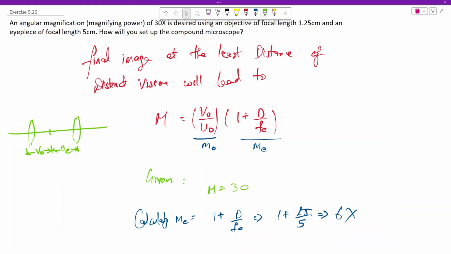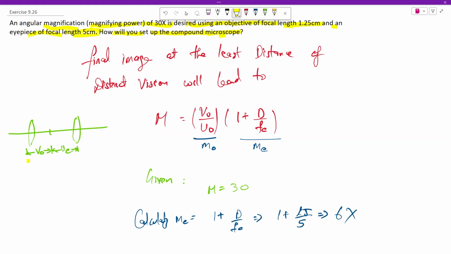The question says that an angular magnifying power of 30x is desired using an objective of focal length 1.25 centimeter and an eyepiece of focal length 5 centimeter. How will you set up the compound microscope? So basically it is asking what would be the length of this microscope if we have got an objective of focal length 1.25 centimeter and an eyepiece of focal length 5 centimeter.